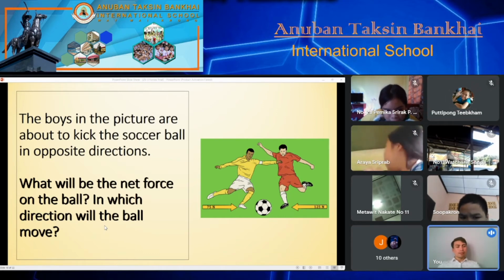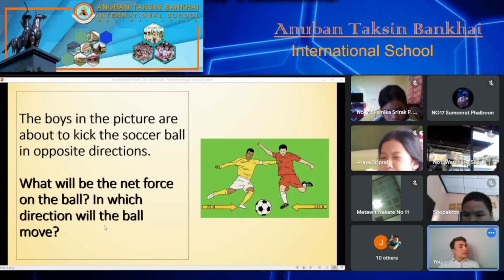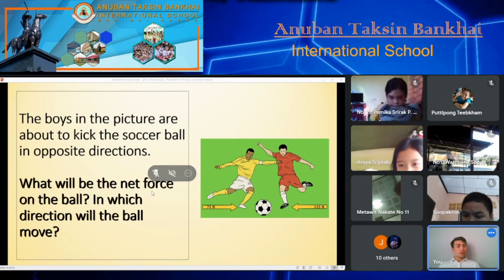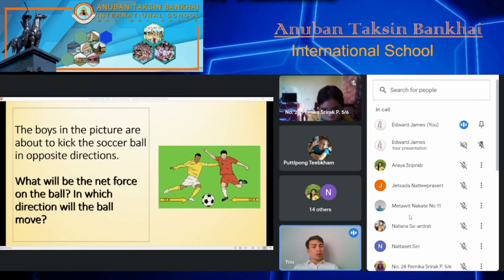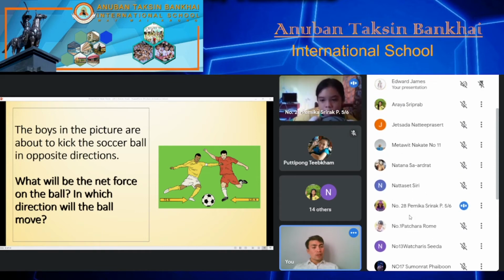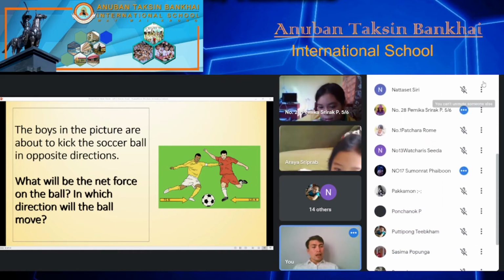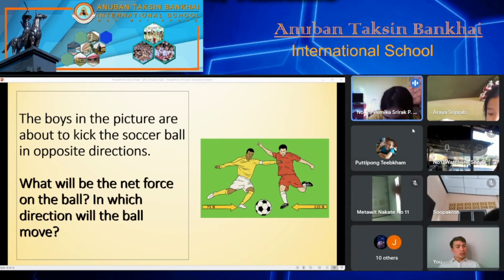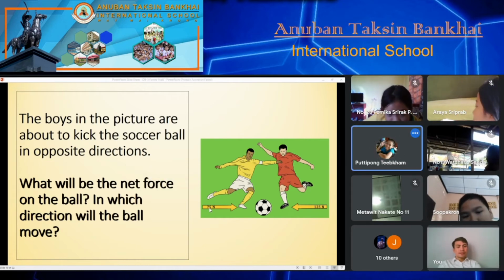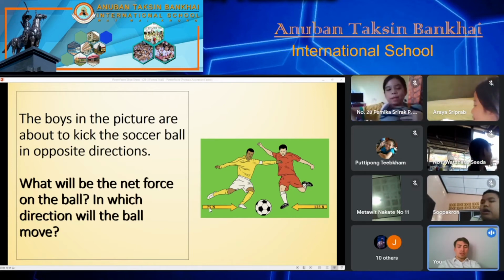Araya, Pemika, Putipong cannot answer. Right. It will go to the right. Okay, correct. How much is the net force? Samunrat, how much is the net force? Okay, I will wait. Let's wait for Samunrat so that she will have 2 points.